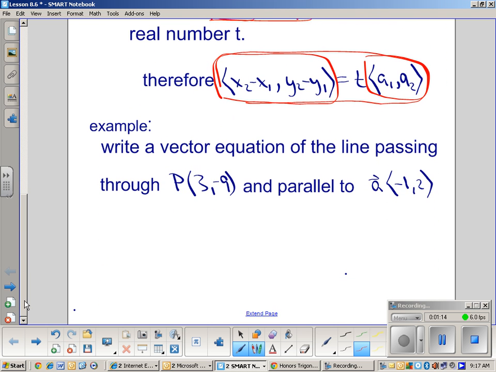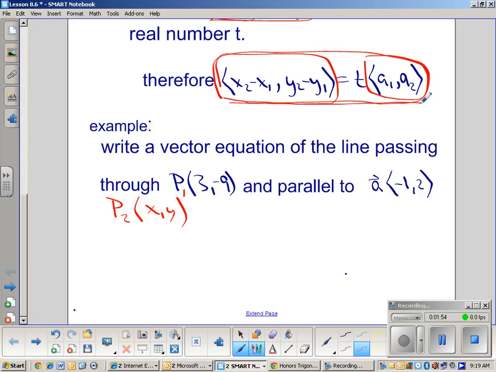Okay. Write a vector equation of the line passing through point (3, -9) and parallel to vector A, which is (-1, 2). All right, so this is our point P1. Do we know what P2 is? No. If it was (0, 0), I would know what it was, right? If I don't know what it is, I use X and Y. Okay? And so I want to use this model right here. Here's my equation.